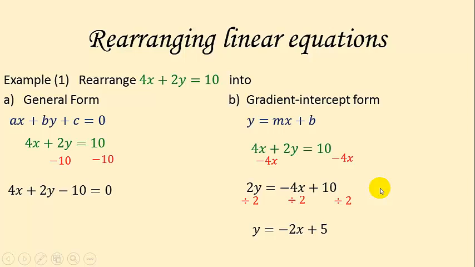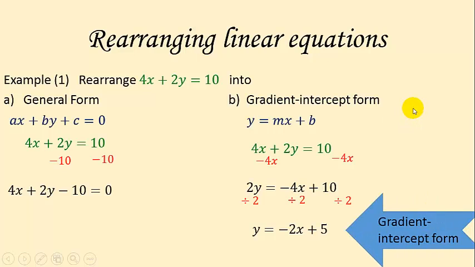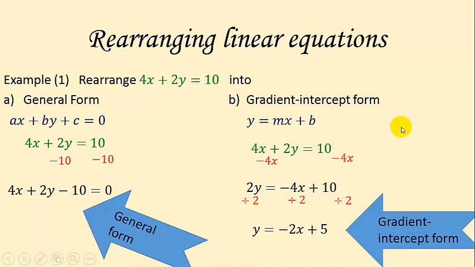So really, rearranging these linear equations is similar to what we were doing before, but it's just in the context of linear relationships. Just using your algebra skills, you're manipulating and rearranging. So back to this, y equals minus 2x plus 5 is gradient intercept form, and 4x plus 2y minus 10 equals 0 is the general form.